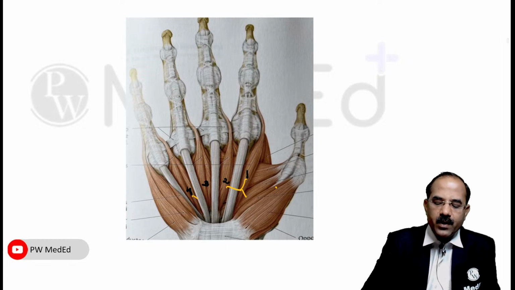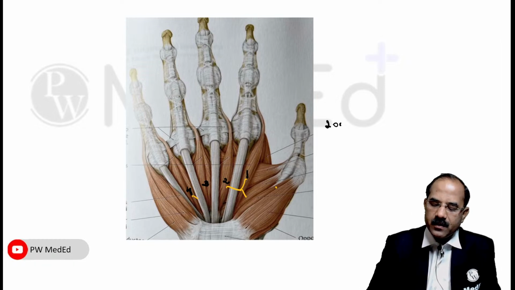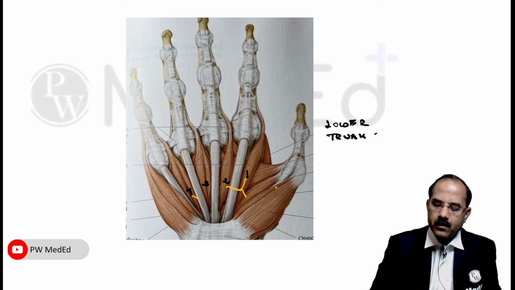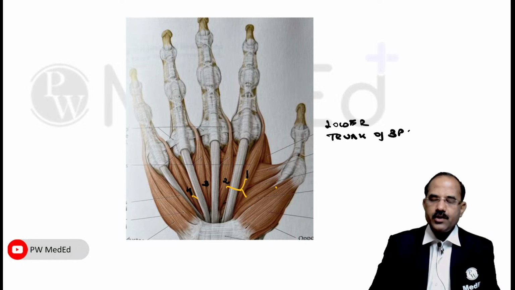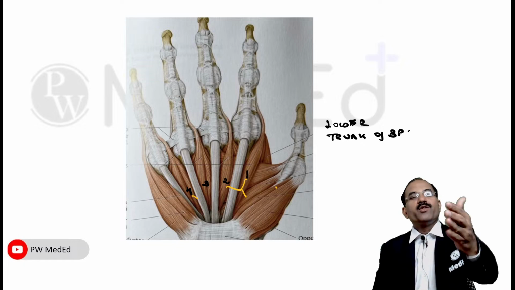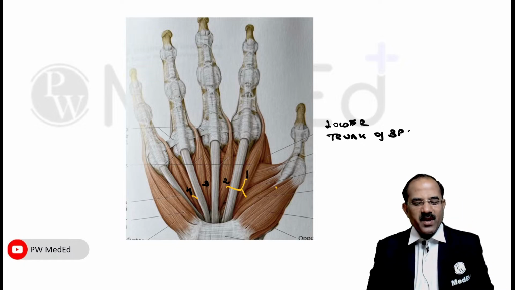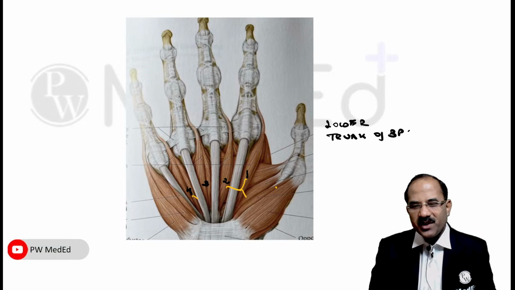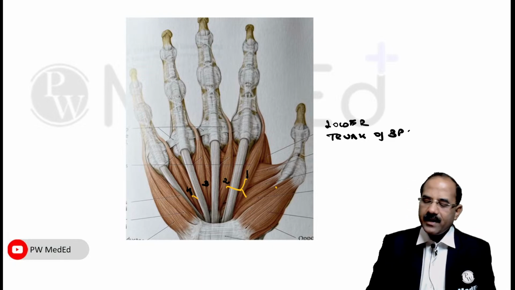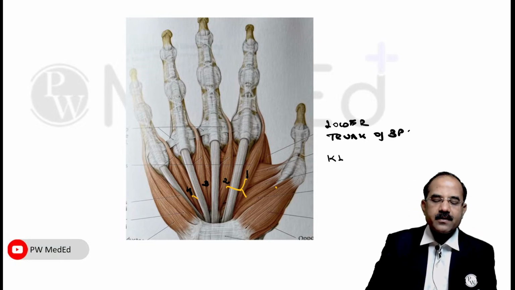It's injury to the lower trunk of the brachial plexus. Injury to the lower trunk of the brachial plexus. What is that condition known as, children? The lower trunk of the brachial plexus. That is Klumpke's paralysis. Klumpke's.